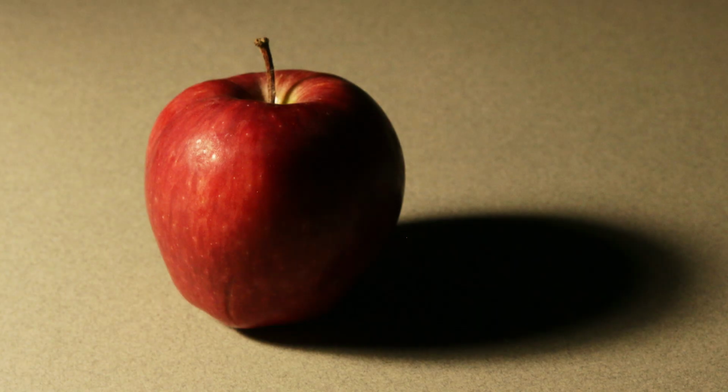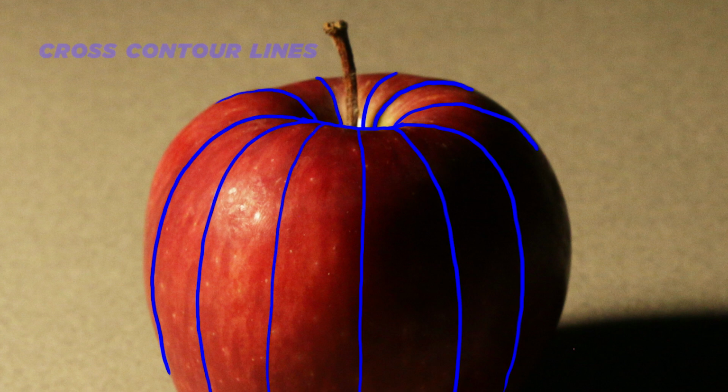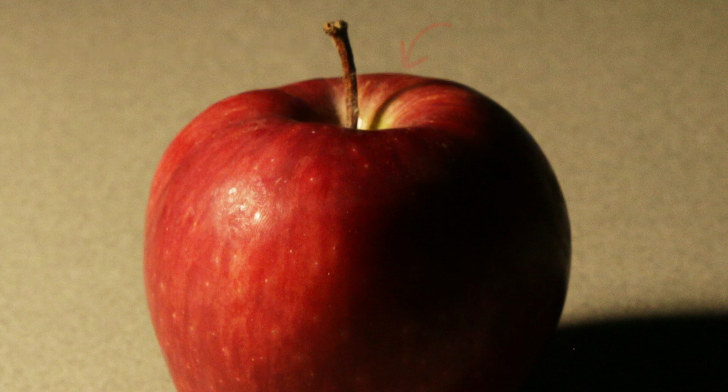We can see that the form is rounded in the middle and then gradually rolls into the divot at the top. In fact, if we look closely at the texture of the skin, we can see subtle lines curving into the divot. These lines are called cross-contour lines, and they help to communicate to the viewer the changing form of the apple. This cast shadow created by the stem is a very clear cross-contour line because it wraps around this part of the apple and shows its rounded form. Cast shadows can often act as very effective cross-contour lines.